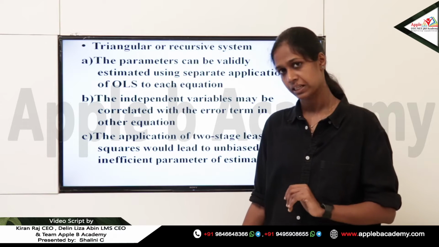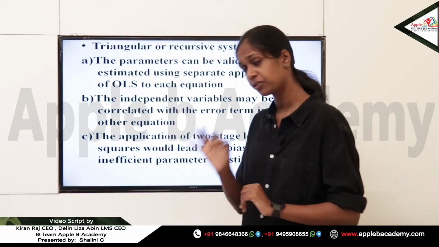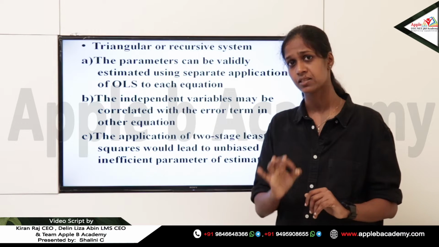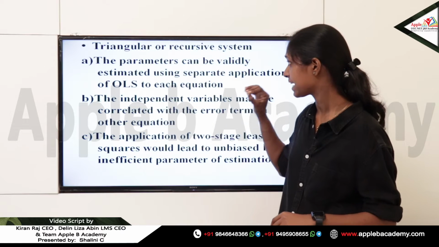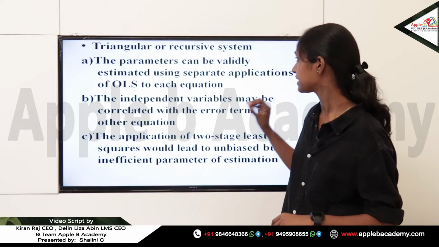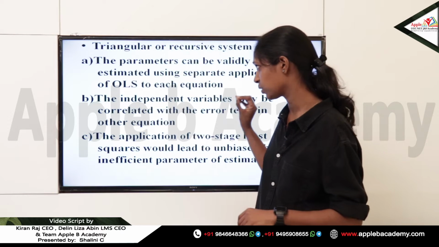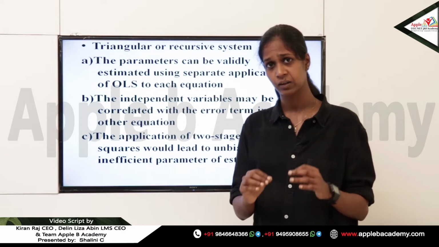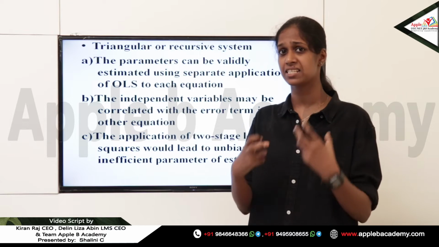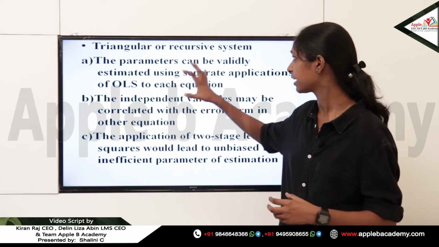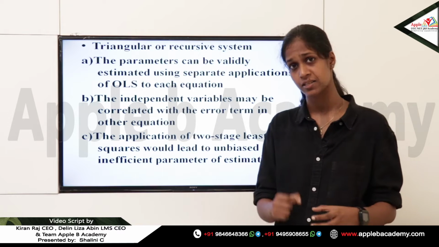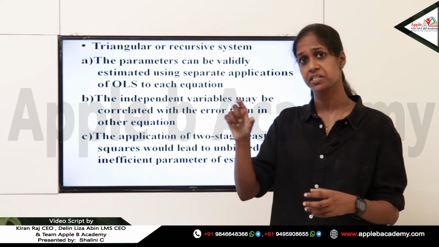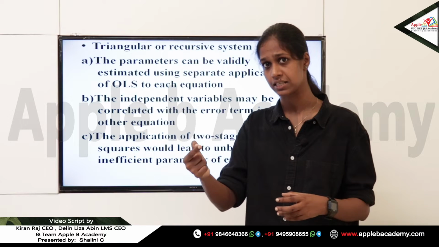So triangular or recursive system, the three primary properties of such a system are: first, the parameters can be validly estimated using separate application of OLS to each equation. So in a triangular or recursive system, how do you estimate the values? The parameters can be validly estimated by applying a separate OLS to each equation. To each equation you apply a separate OLS.